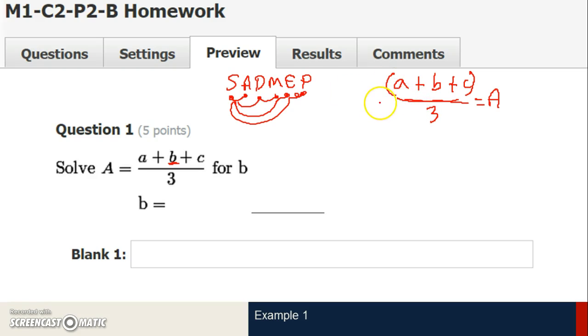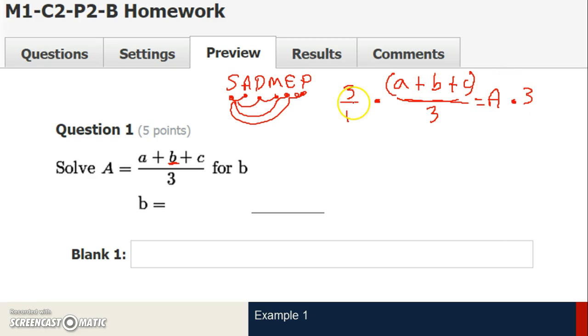Multiplication or division comes before parentheses in reverse PEMDAS. So if I want to eliminate something that's being divided, I'm going to multiply, and since I want to eliminate a 3, I'm going to multiply by 3. I'm just going to write it as a fraction because this looks like a fraction. Whatever I do to one side, I've got to make sure that I do to the other side. I don't have to write it as a fraction over here because this isn't expressed as a fraction.